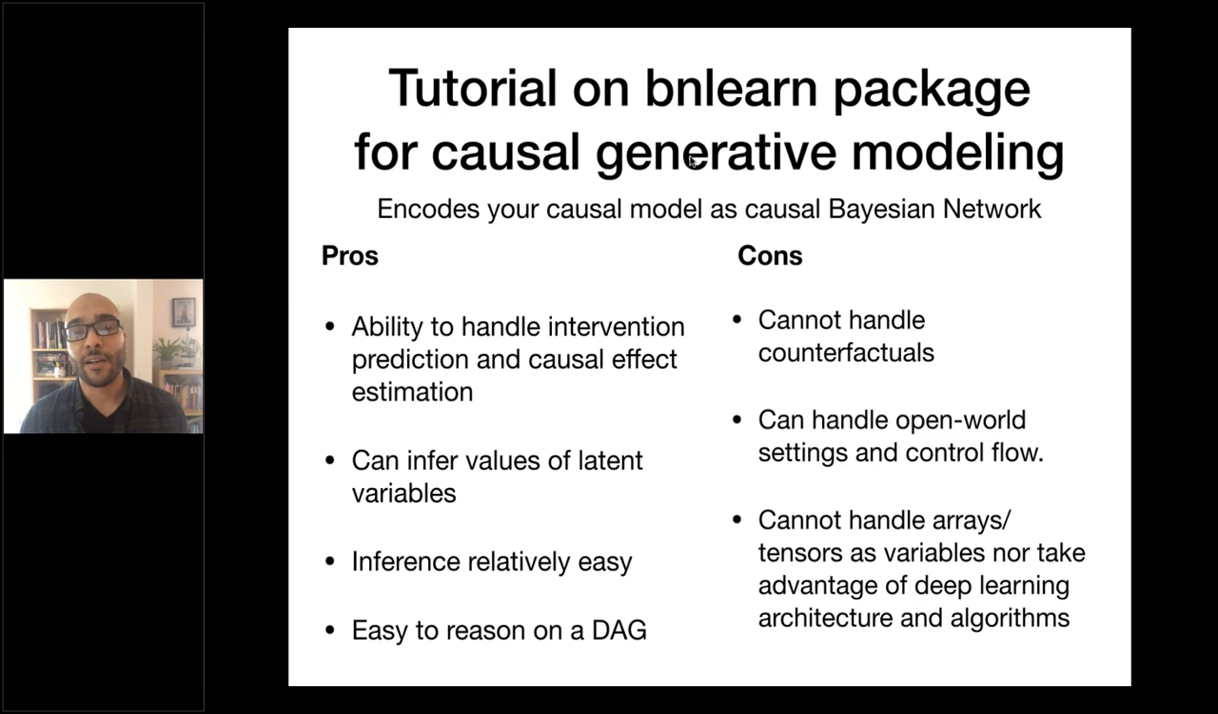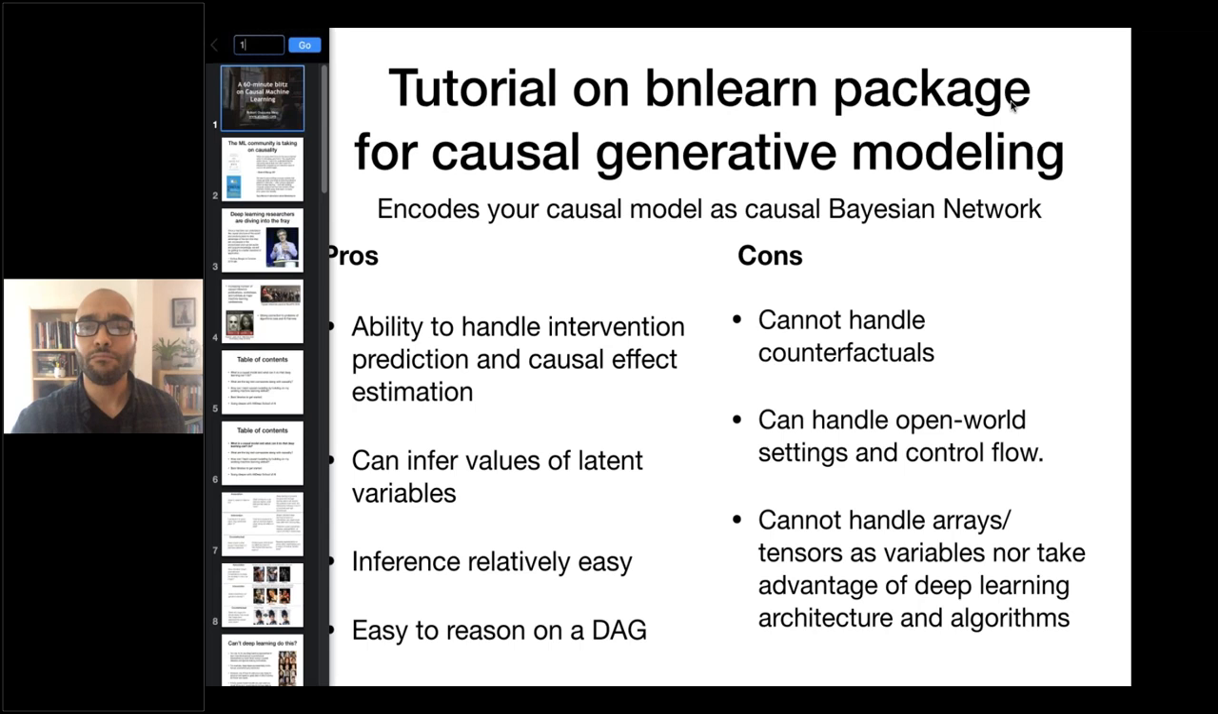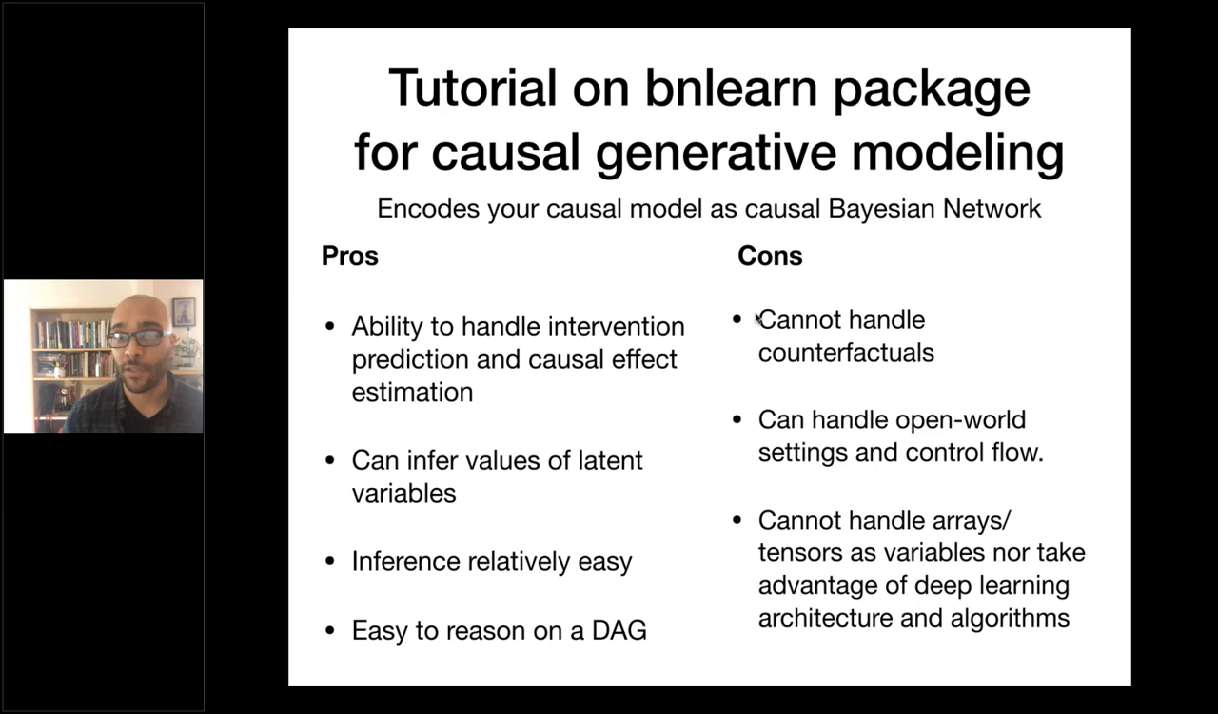And it has a DAG, and the DAG is easy to reason about. The downside is that it can't handle counterfactual reasoning. So a causal Bayesian network is not sufficient to do counterfactuals. Some people might disagree with that, but it depends on how you define counterfactuals, and I define counterfactuals in a very specific way, the way Pearl defines them. It cannot handle open world settings. It cannot handle control flow. Open world meaning a random number of variables, so it cannot do things like recursion. And it can't handle variables that are arrays or tensors. It cannot take advantage of all the tools we've built up around deep learning.